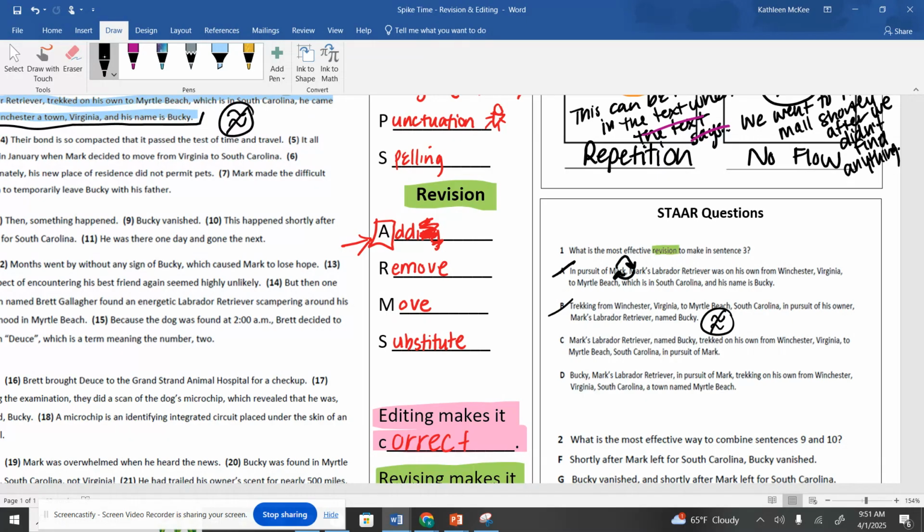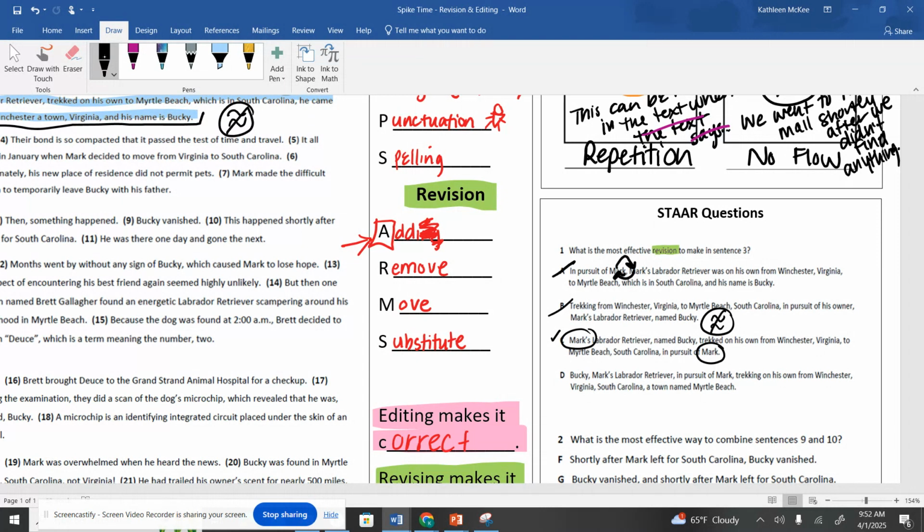So C: Mark's Labrador Retriever named Bucky trekked on his own from Winchester, Virginia to Myrtle Beach, South Carolina in pursuit of Mark. That one sounds pretty good. I know some of you might be thinking that that's repetition, but those two words are kind of far apart in the sentence, so maybe it's okay.